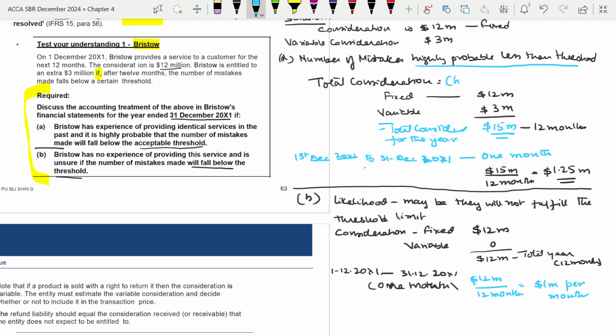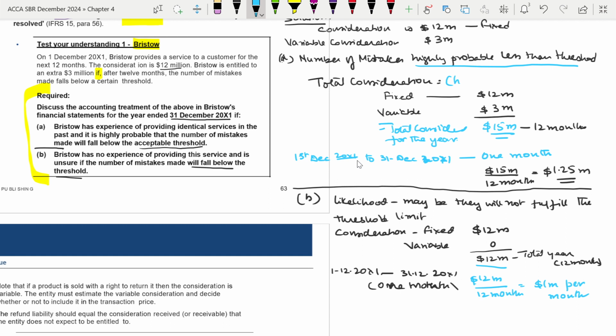Variable consideration, they are not entitled. If that is the case, they will not get. How much will they get? They are entitled only to the fixed consideration of 12 million. Variable consideration will be zero. Total consideration is how much? 12 million. This 12 million is for one full year.